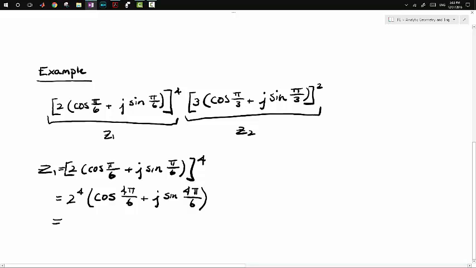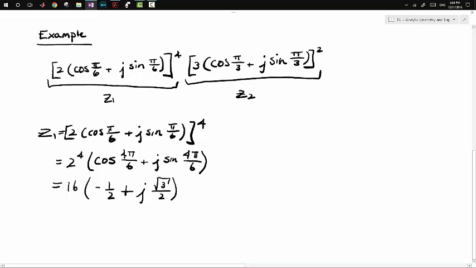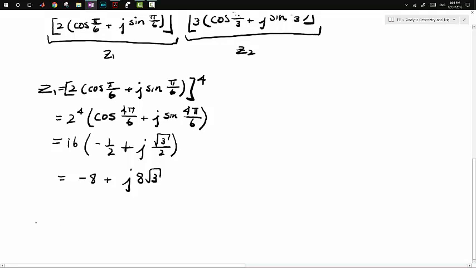And this we can simplify: 2 to the fourth is 16. Cosine of 4 pi over 6 is cosine of 2 pi over 3, which is negative 1/2, plus j times sine of 2 pi over 3, which is root 3 over 2. And finally, when we distribute, we get negative 8 plus j times 8 root 3. So that's our z1.